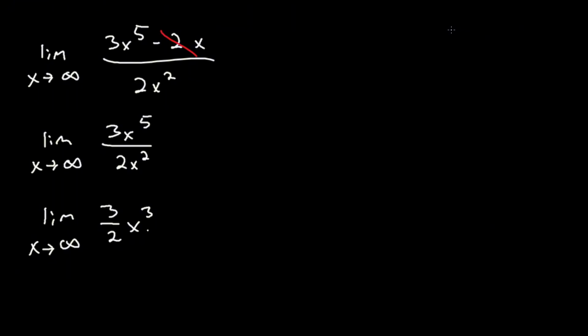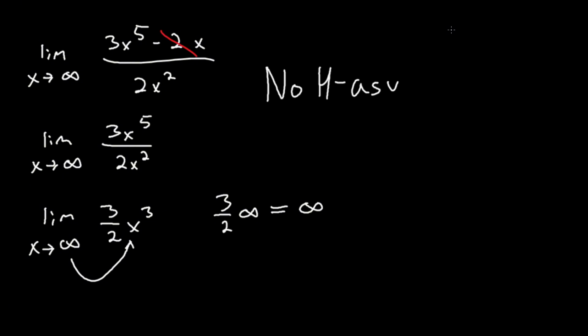But if we just directly plug infinity here, well, 3 over 2 times infinity cubed, which is just still infinity. Infinity cubed is just still infinity. Infinity times anything is just equal to infinity. So if your greatest exponent is at the numerator, then you have no horizontal asymptote. So the function just goes up to infinity.